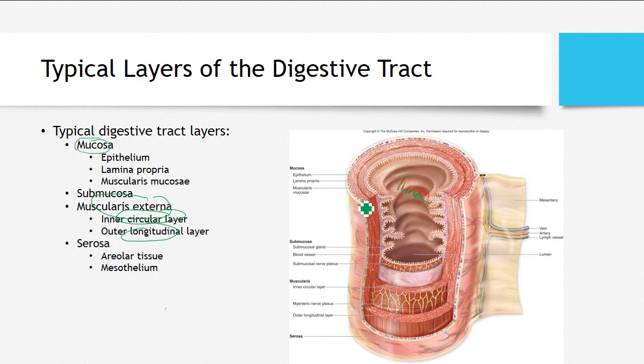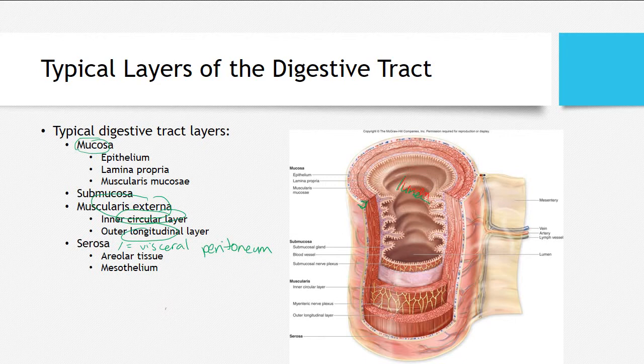The serosa is basically the visceral peritoneum. Okay, so this is the same thing as the visceral peritoneum. Did I say pericardium? Peritoneum. What is the visceral pericardium? Around the heart, also known as what? The epicardium, right? What is it around the lungs? Pleura. So this is the visceral peritoneum.